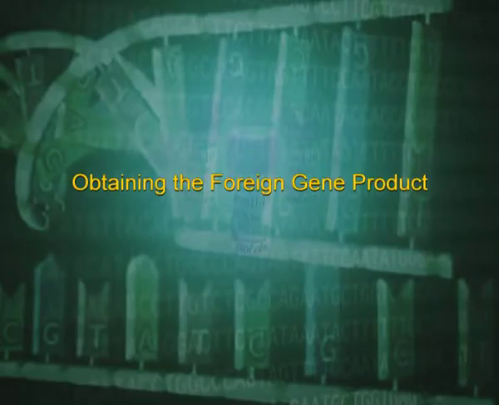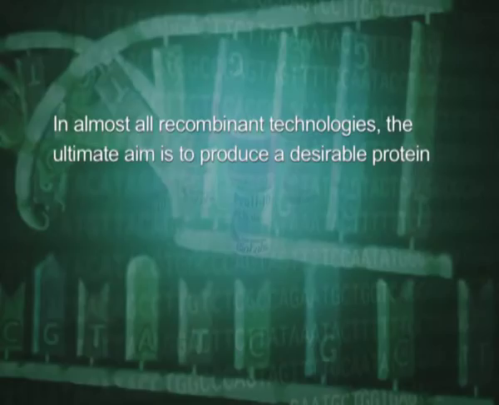The next process is obtaining the foreign gene product. When we insert a piece of alien DNA into a cloning vector and transfer it into a bacterial, plant or animal cell, the alien DNA gets multiplied. In almost all recombinant technologies, the ultimate aim is to produce a desirable protein. Hence, there is a need for the recombinant DNA to be expressed. The foreign gene gets expressed under appropriate conditions.